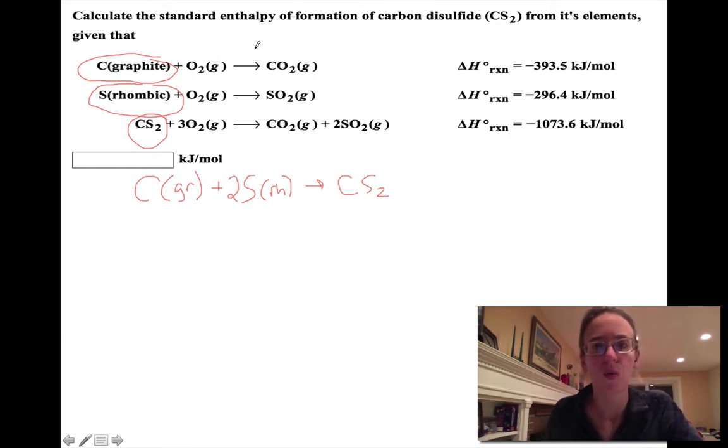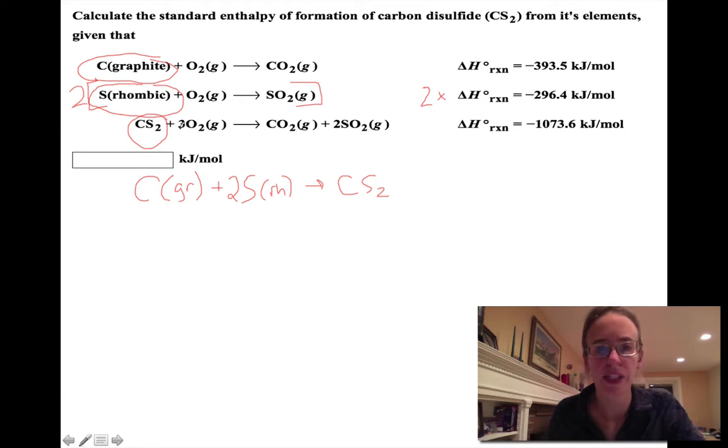Now we just need to think about what we need to do to these equations to make them fit into our goal reaction. For example, with the graphite, we have 1 mole of graphite reacting in the goal reaction, 1 mole reacting here, so we're not going to need to do anything to this reaction. But the sulfur, on the other hand, we have 2 moles of sulfur in our goal reaction, so we're going to want to multiply this whole reaction by 2, and that means not just the coefficients on the reactants and products, but also the enthalpy of the reaction.